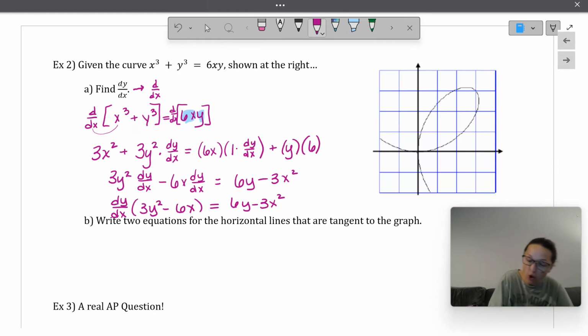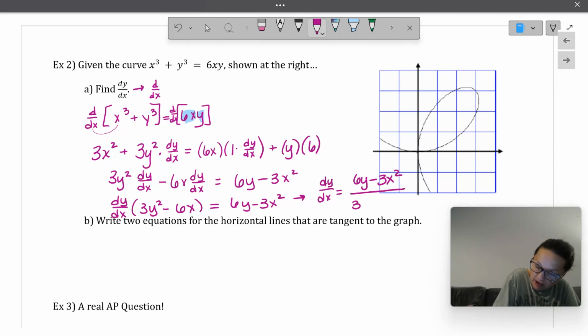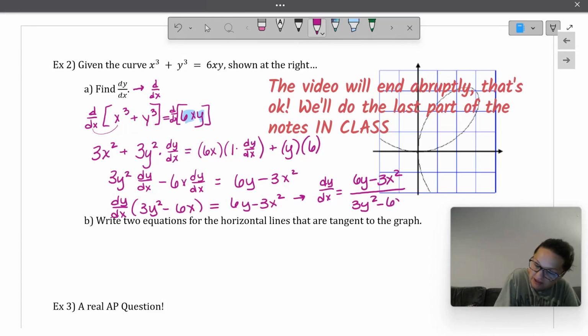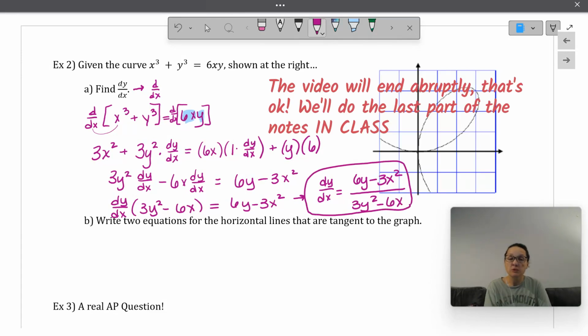And then we can solve for dy dx. So dy dx is 6y minus 3x squared divided by 3y squared minus 6x. And there's dy dx.